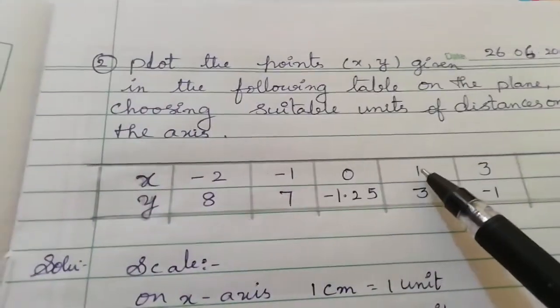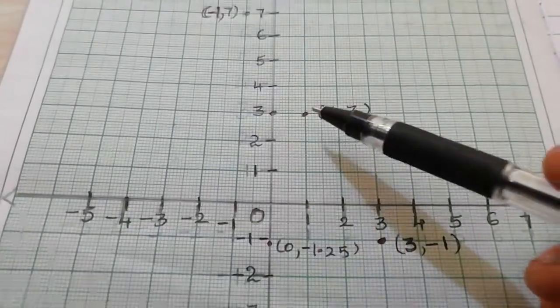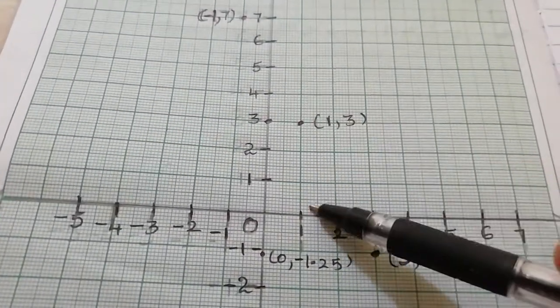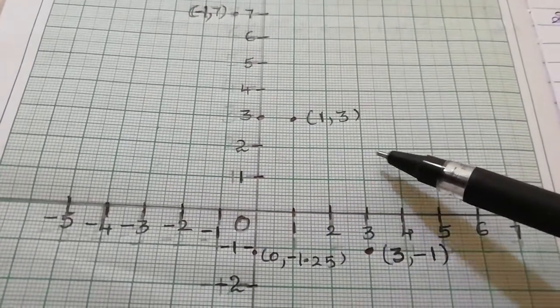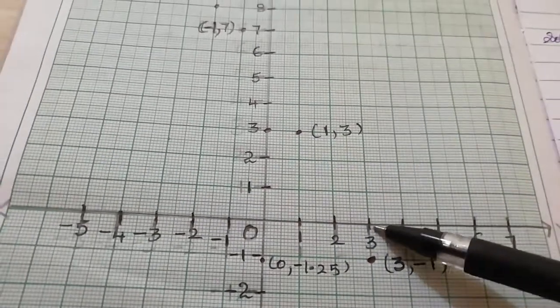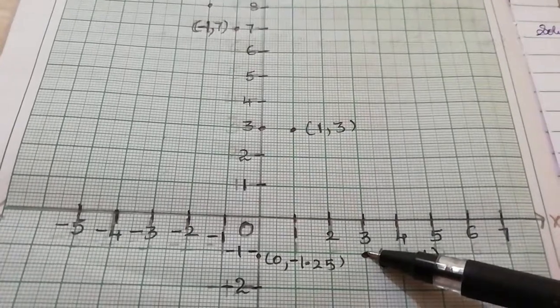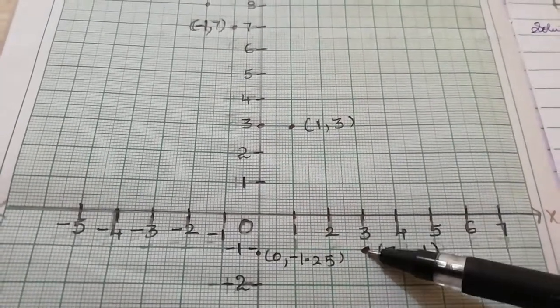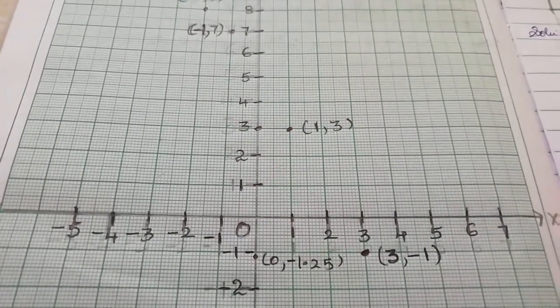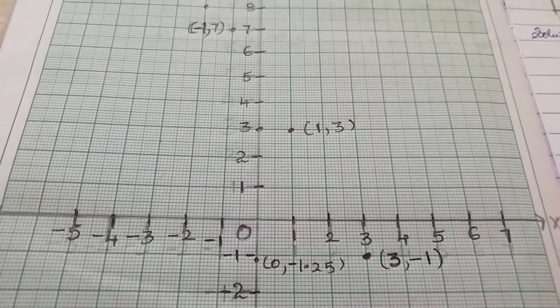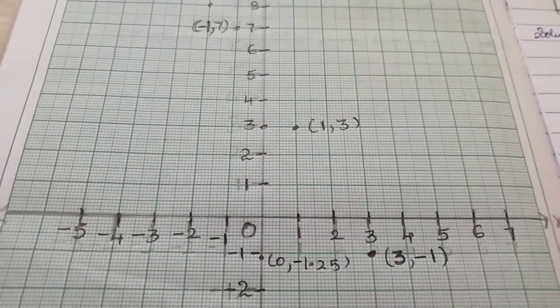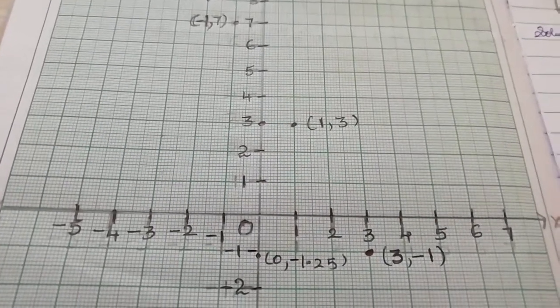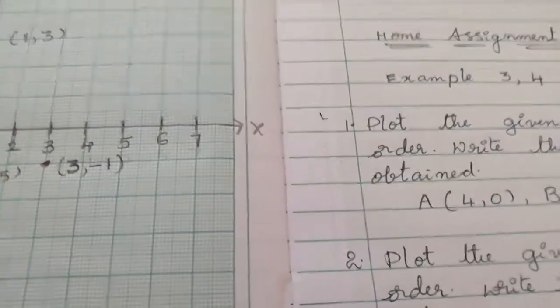Next one is plus 1 comma plus 3. That means the x value is 1, the y value is 3. This is the point. Next one is 3 comma minus 1. That means x is equal to 3, y is equal to minus 1. Like this we have to plot the points. Always remember that the first is x, the second is y. The x coordinate is called abscissa, the y coordinate is called ordinate. And these are your homework sums.